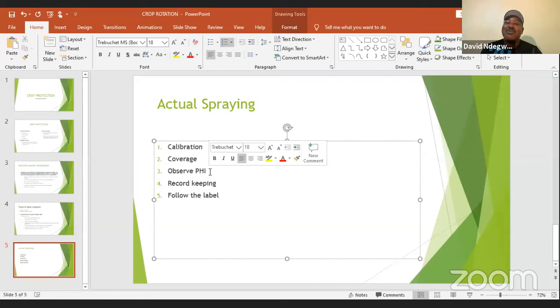Then number four is record keeping. Last week, we were talking about good agricultural practices and enhancing good agricultural practices. You can do it very wrong when it comes to crop protection. So record keeping is a must. This one is not optional, you have to keep records. Then you have to follow the label.